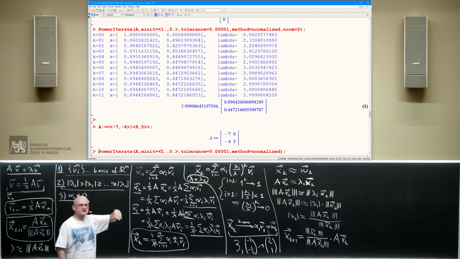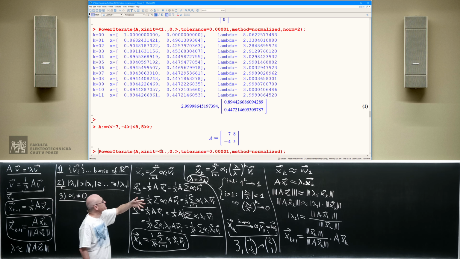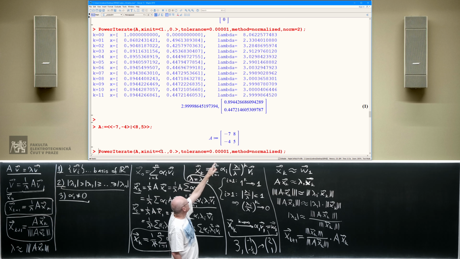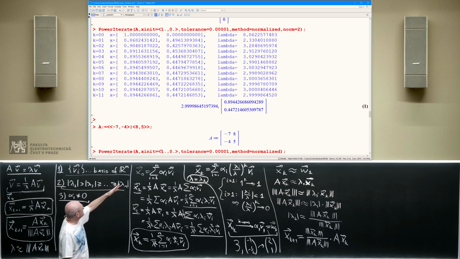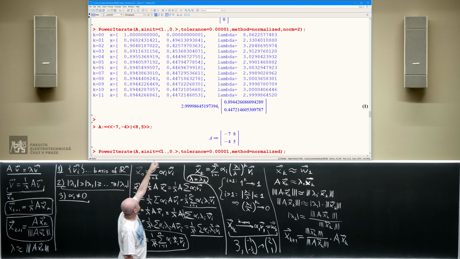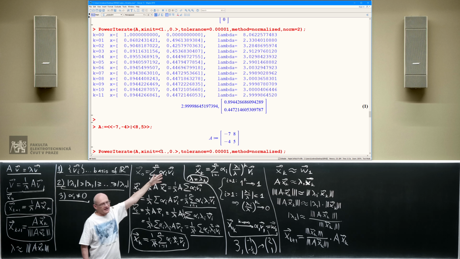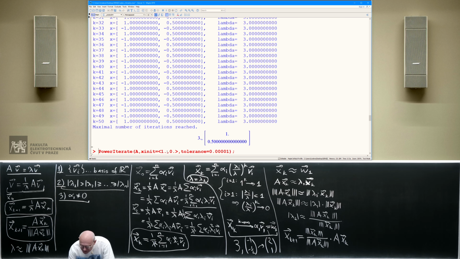So the new A is minus the original A, the opposite matrix, so to speak. Every single entry in the matrix, the sign got switched. The same approach: I take power iteration, initial vector (1, 0), which is the one that I'm using here, and I'm using the infinity norm for normalization. Let's see how it performs.